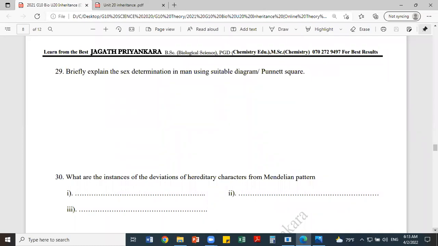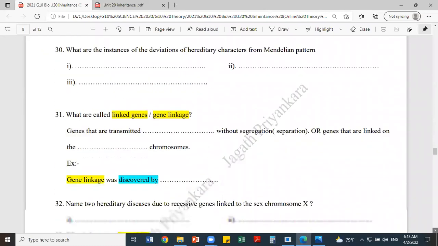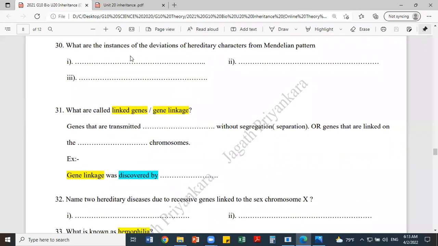Today we are going to discuss inheritance, instances of the deviation of hereditary patterns from the Mendelian pattern. Now, what are the two Mendelian patterns? Either 1:2:1 and 3:1, I mean Mendel's first experiment and Mendel's second experiment results. But there are instances where Mendel couldn't get this ratio, or in other words, he didn't get the expected results.